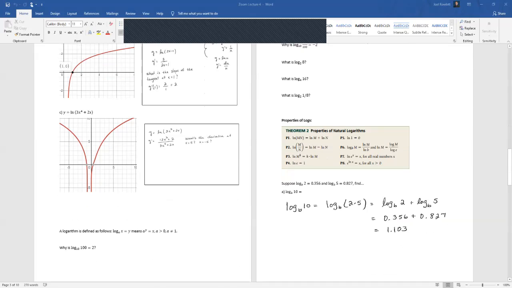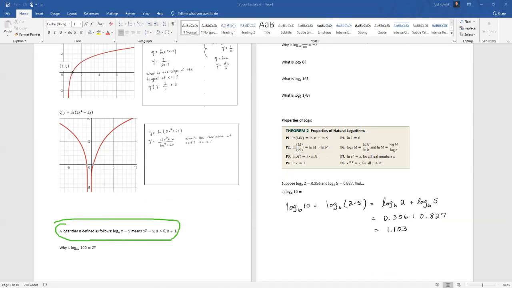Okay, so a logarithm is defined as follows. log base a of x is equal to y. If you have this, that means that if you take a to the power of y, that is equal to x. And again, a has to be positive. It cannot be 1.